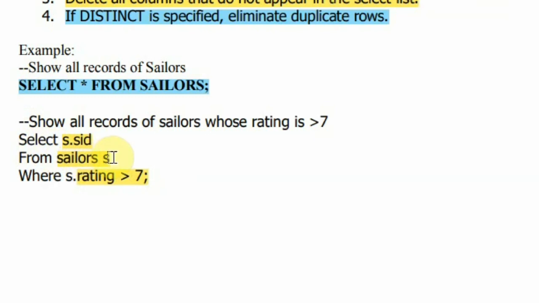The next question is why I gave an S over here. This S is considered to be the range variable. What is a range variable? A range variable will resolve the conflict. I'll show you in the next example why this S is important. For now, just remember S is a range variable which is used to resolve the conflict.